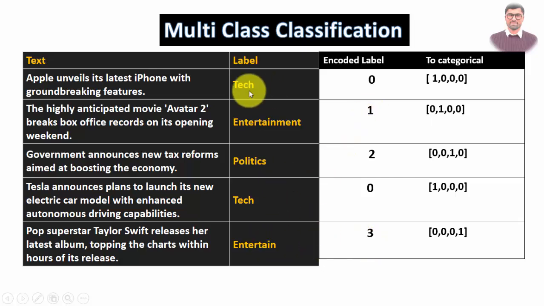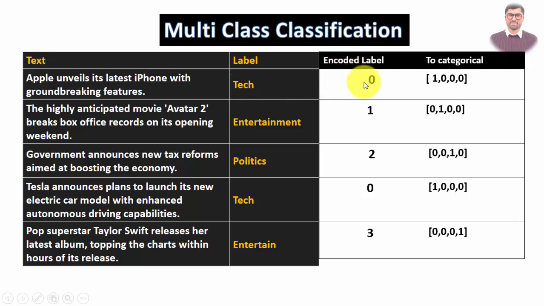Let's say you have given 0 to tech, so if in your data the tech class comes 100 times, in your encoded labels there will be a 0 for each of those, so that each time the model knows that this 0 represents tech. So this is encoding.